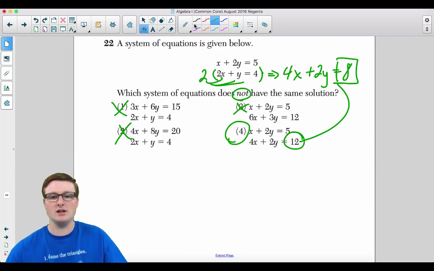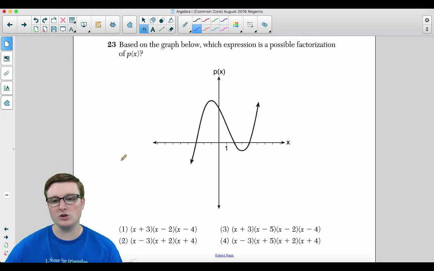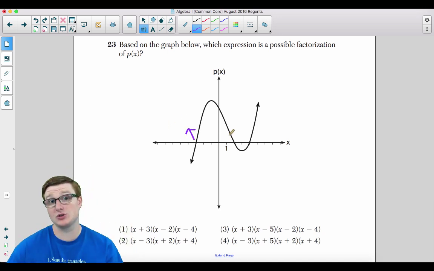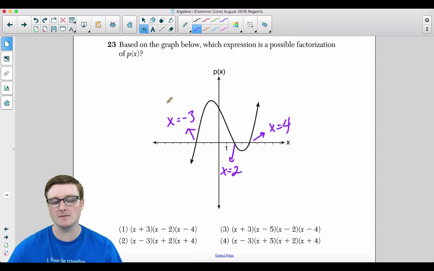All right, moving on to question 23. Almost done. Based on the graph below, which expression is a possible factorization of p of x? So what you need to know is you need to know the roots. That's here. The root of this is x equals negative 3. The root over here is x is equal to 2. And this root over here is x is equal to 4.